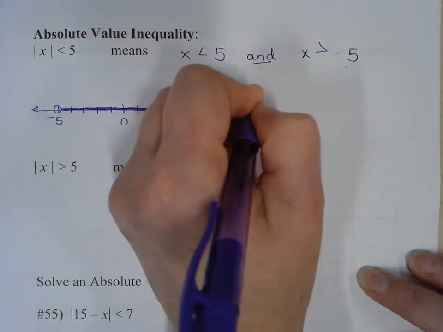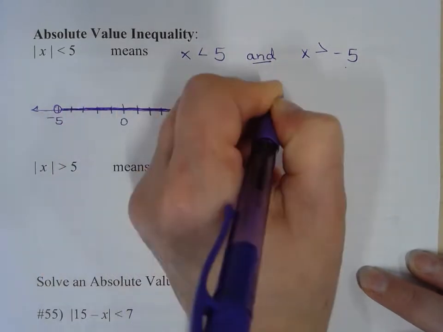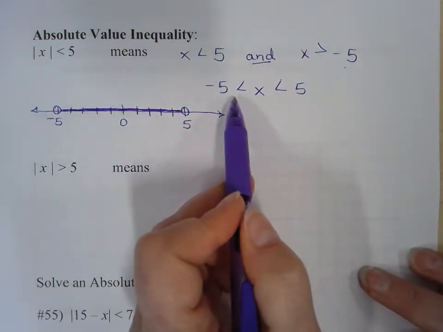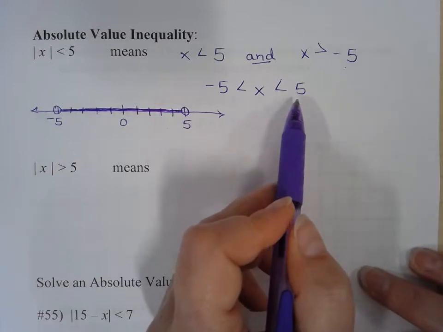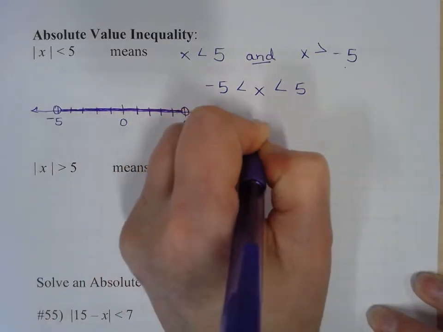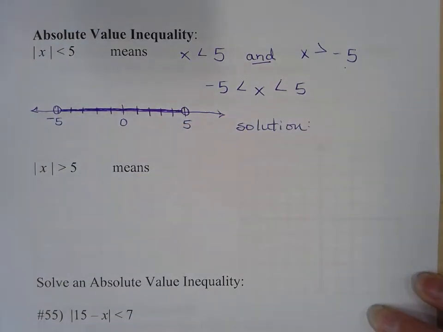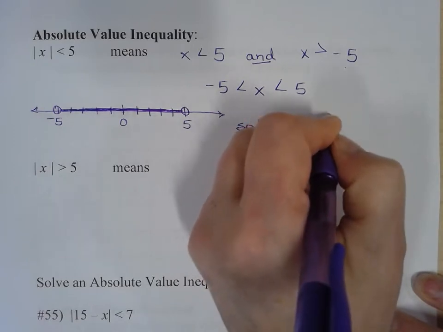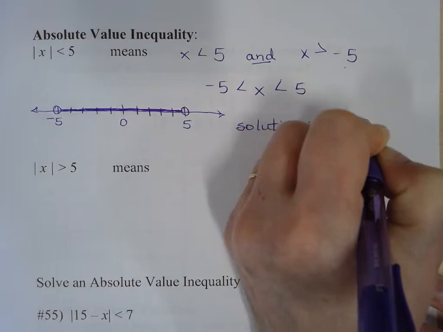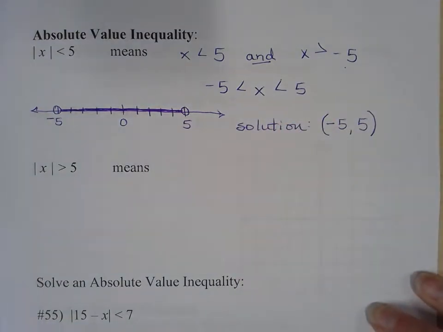If you would like, you could also write this as a double inequality, because all the numbers we've shaded there are between negative 5 and 5. These two are the same. When we write our solution for the inequality, we're going to be using interval notation. This time we're not including the negative 5, so round parentheses, all the way up to positive 5, round parentheses.